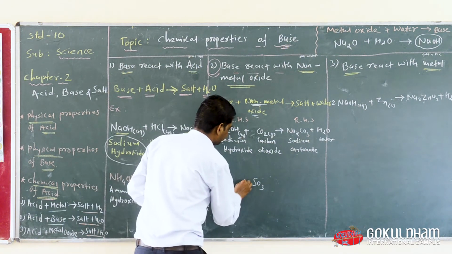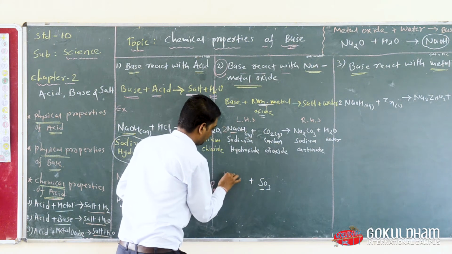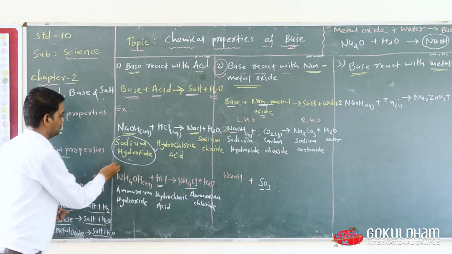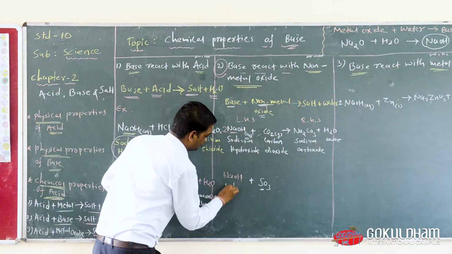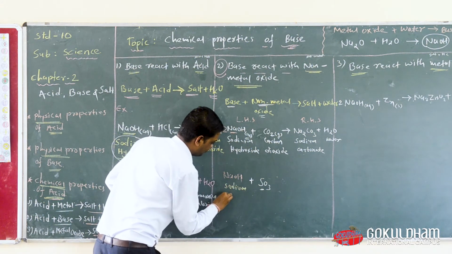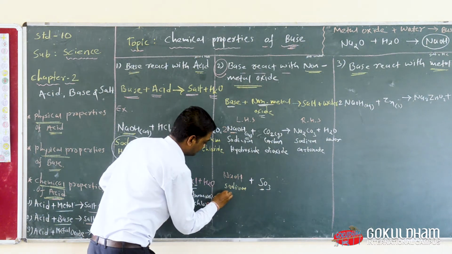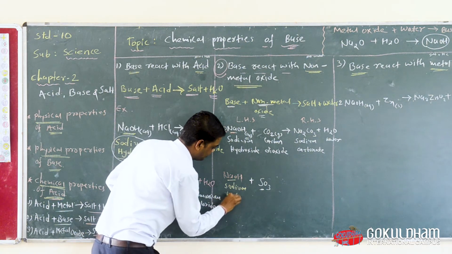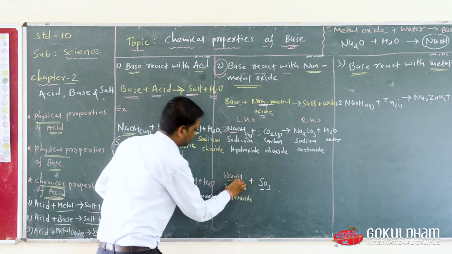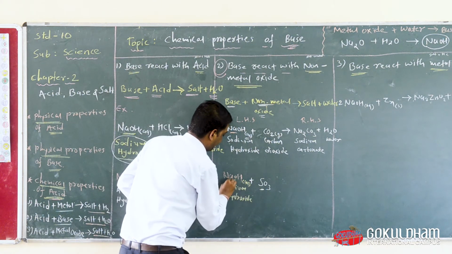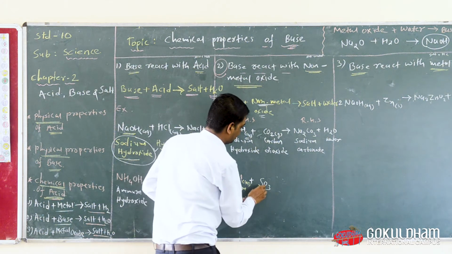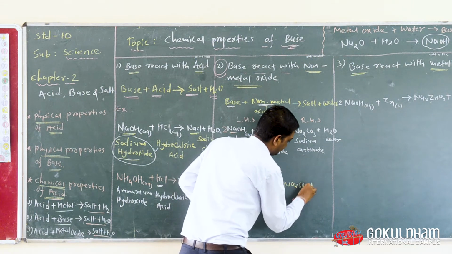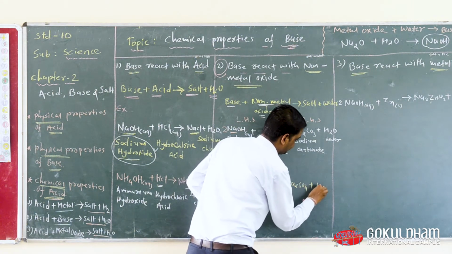Then one more time we take NaOH. What is the name of NaOH? The name of NaOH is sodium hydroxide. So we need to write the name of the chemical formula here: the chemical name of this formula is sodium hydroxide. When the aqueous solution of sodium hydroxide reacts with SO3, we get Na2SO4, and our side product is H2O.